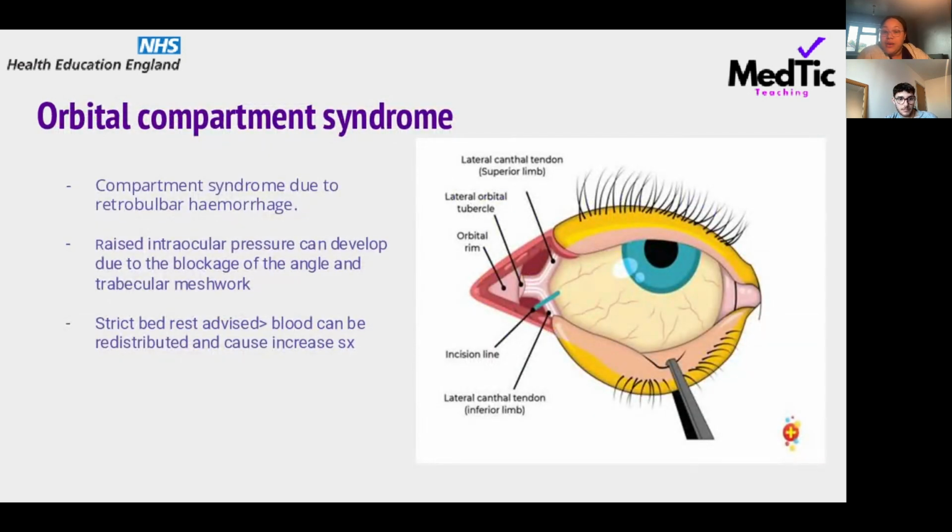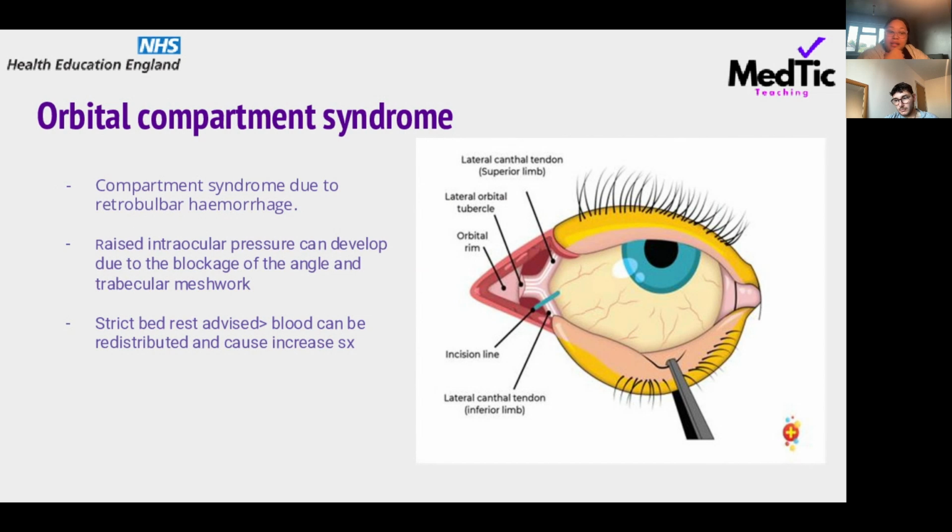Thank you. So we've just got an image here. Like I said, it's basically a build-up of blood behind the globe, as you can see here. It's increasing pressure within the globe, and because of the pressure build-up it's preventing the drainage of the fluid out of the eye. So the surgeons will make an incision here at the lateral canthal tendon to allow the pressure to be released and drainage as well.